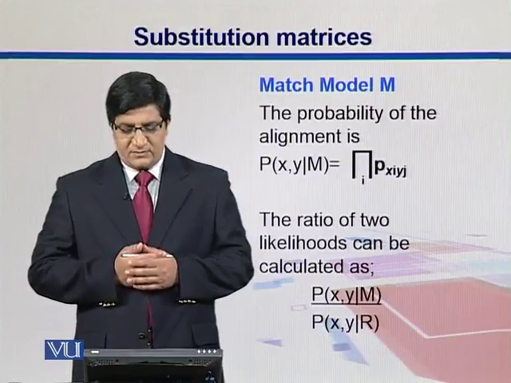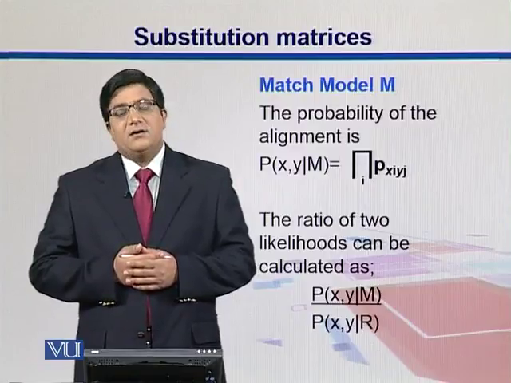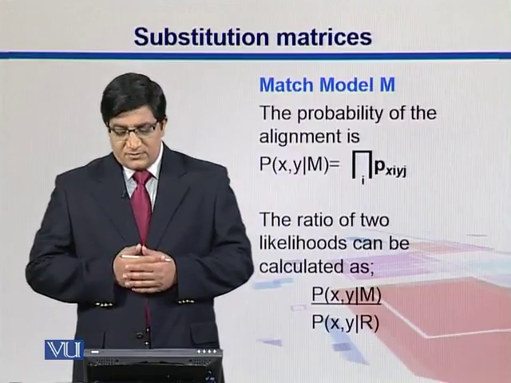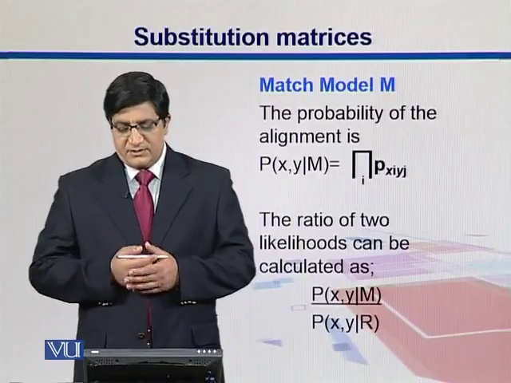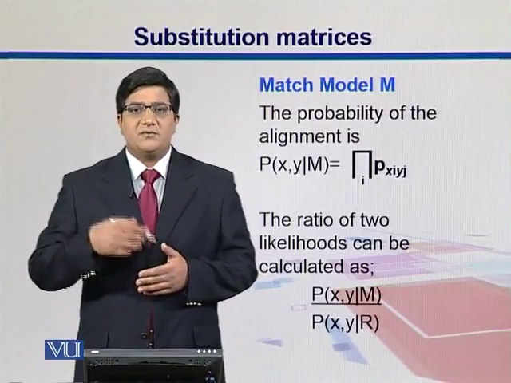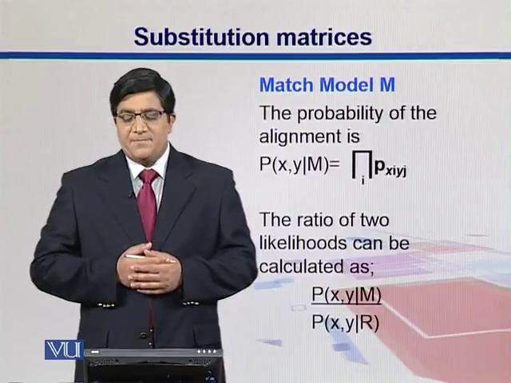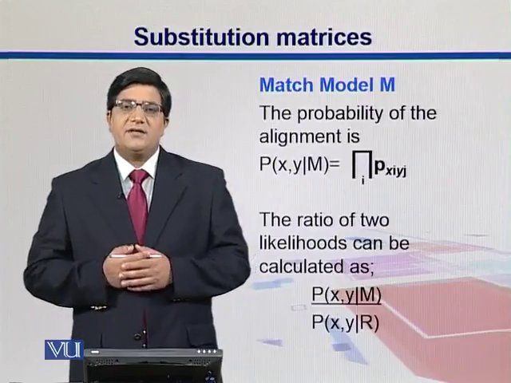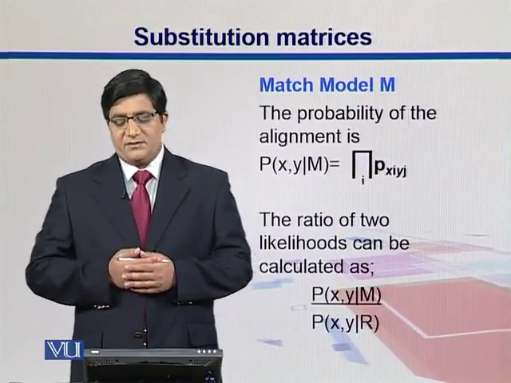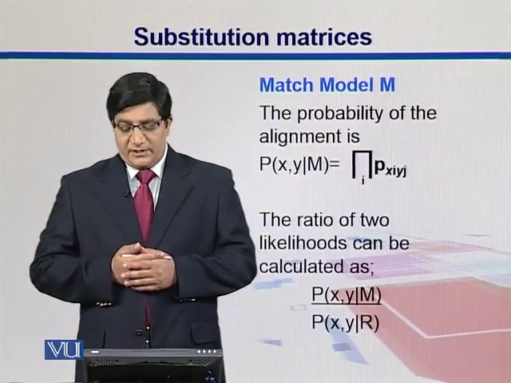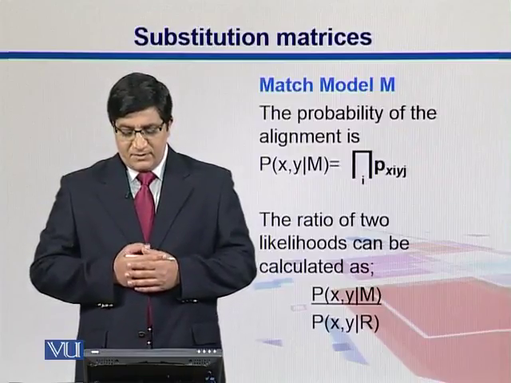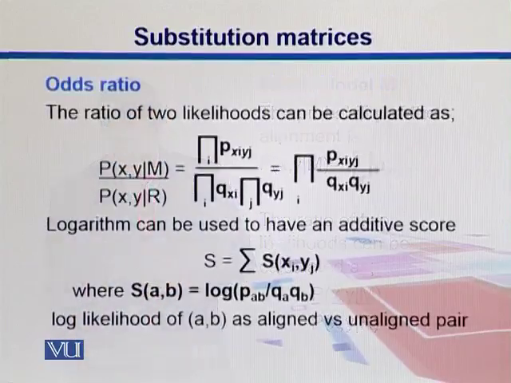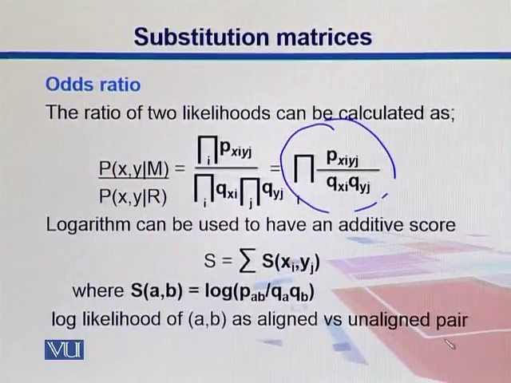So we have P(x, y | M) for the match model. The pi sign here is the product sign, so that is the product over all values of i of the probabilities of xi and yi. We can take these two models and compare them with one another. In this way we come up with the likelihood ratio: P(x, y | M) divided by P(x, y | R). We put them together, put in their values, and finally we are here. So that is our answer.